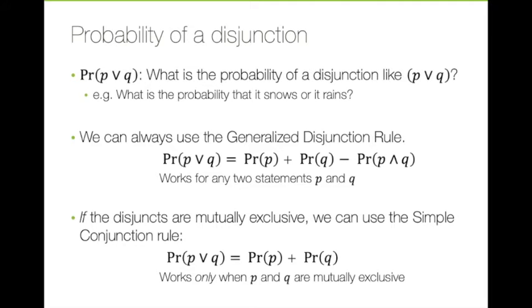We also have a secondary disjunction rule here. So if the disjuncts are mutually exclusive, and only in that condition, we can use the simple disjunction rule. That tells us that when the disjuncts are mutually exclusive, the probability of P or Q can just be given by the probability of P plus the probability of Q. Again, I'll emphasize the generalized disjunction rule will work for any disjunction. The simple disjunction rule will work only when P and Q are mutually exclusive.